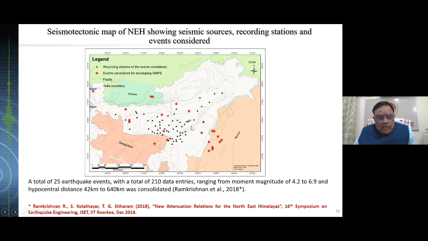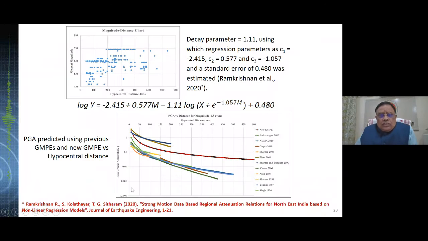In the next slide, a similar approach was followed for the northeastern Himalayas, showing the seismic sources, recording stations and events considered for developing the GMPE. Here, a total of 25 earthquake events were considered with a total of 200 data entries. This paper was presented at the 16th Symposium of Earthquake Engineering at the Indian Society of Earthquake Technology at IIT Roorkee in December 2018.